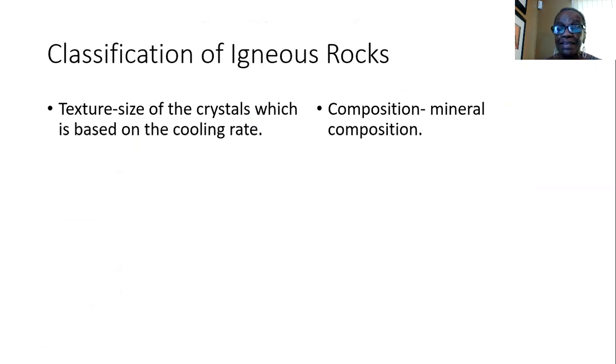So let's talk now about classification of igneous rocks. One way to classify them is by texture. And I know we have a tendency to think of texture as the way something feels, but when we talk about rocks, we're talking about the size of the crystals. And the size of the crystals of igneous rocks, we know, is based on the cooling rate. Remember the diagram that I just showed you? Slow cooling, large crystals. And then we can classify igneous rocks by mineral composition.